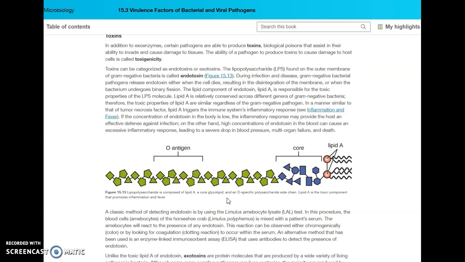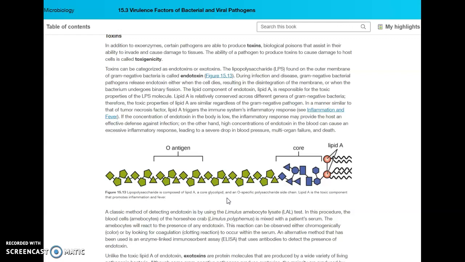When we look at toxins, toxin means poison. And so when we consider the word toxin, we think these are poisons to the body. These are going to be substances that are produced by bacteria that allow them to invade and cause damage to tissues. And the ability of these bacteria or other pathogens to produce toxins is called toxigenicity. When we look at toxins, we can have endotoxins or exotoxins. Endotoxins are essentially a part of the organism itself.